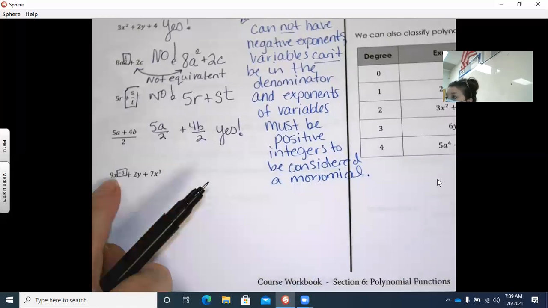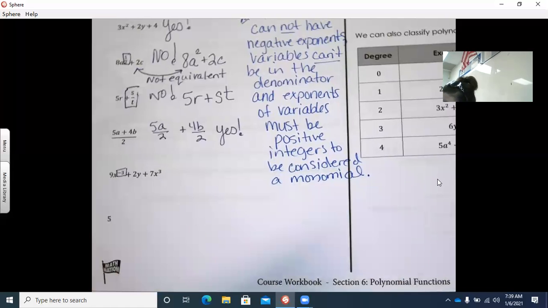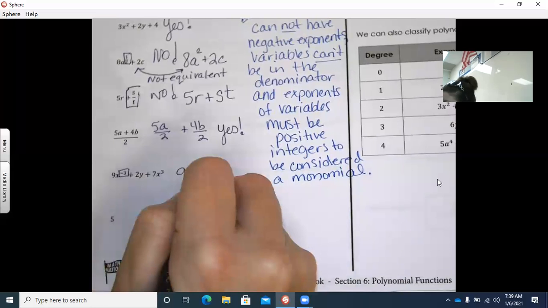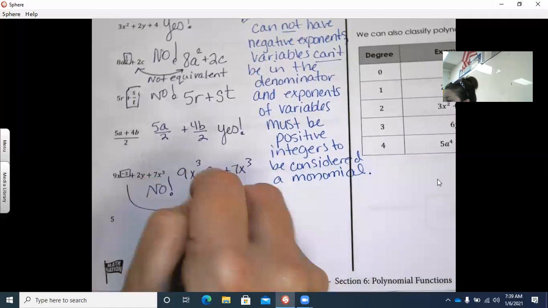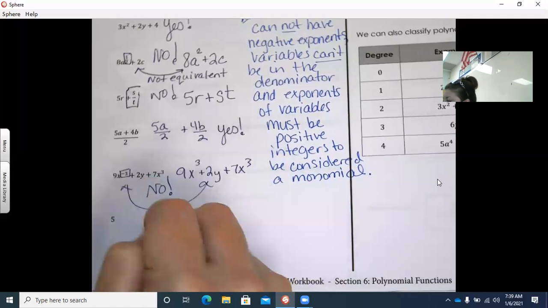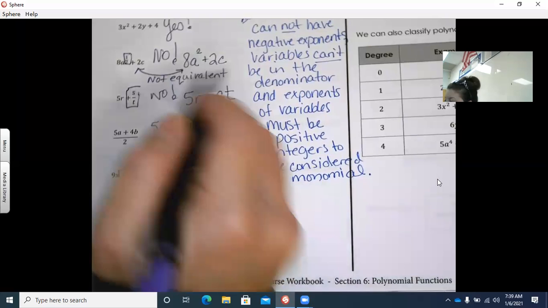So could we just make it +3? Yeah. So 9x cubed plus 2y plus 7x cubed. Again, these are not equivalent. I'm not trying to say that 9x raised to the -3 is the same thing as 9x cubed. They're not. And I should have written that up there so I didn't think that they were.